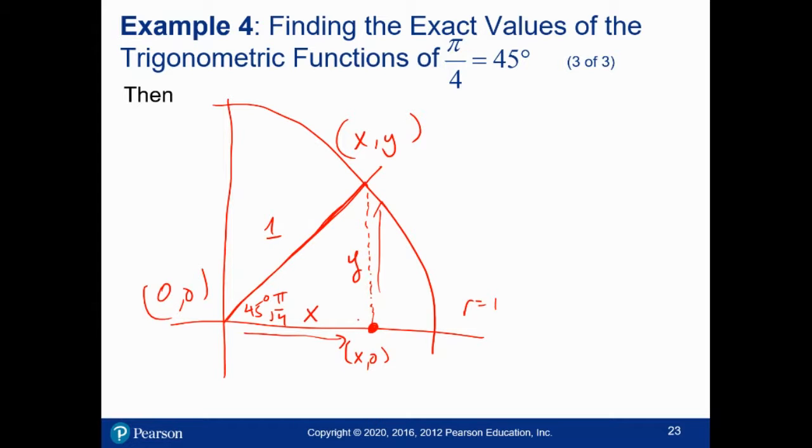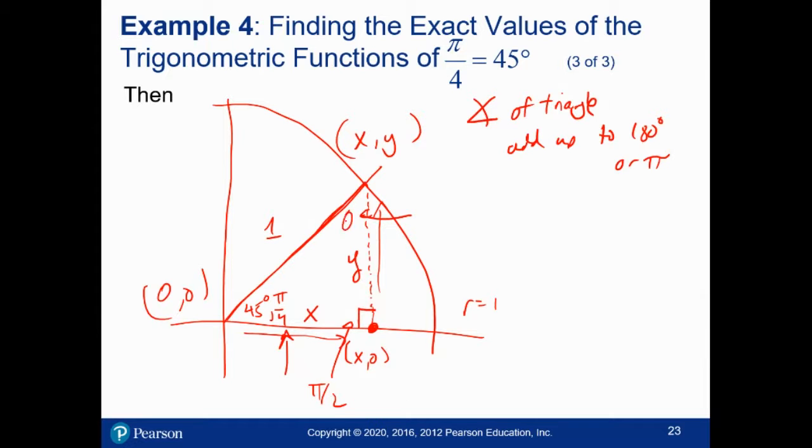Also, I went vertically down to the axis. I made a right angle. Okay, so what are the other angles in this triangle? Well, the angles of a triangle add up to 180 degrees or pi radians. So I'm going to work in radians. This is pi over 4 radians. A right angle is pi over 2 radians. So this angle is what I don't know.